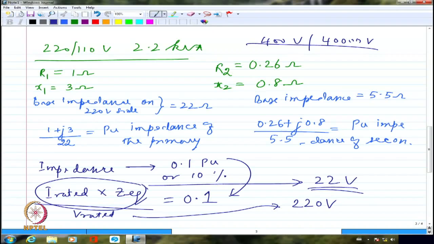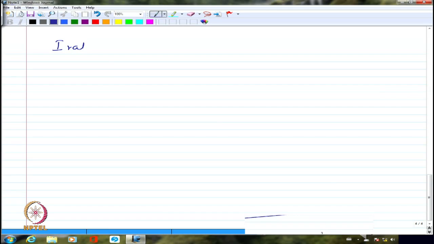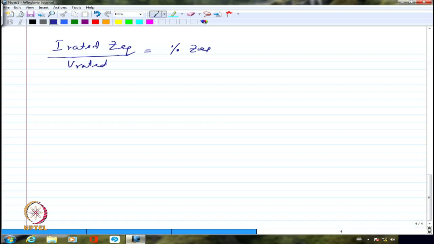One of the problems in the tutorial sheet, I think, had given percentage impedance is 10% or something like that, which actually indicates this. I rated times Z equivalent divided by V rated for any side, whichever side it is, is 0.1. That's what it means. So similarly, I should be able to say I rated square multiplied by R equivalent divided by the overall kVA rating will give me percentage resistance. I am only writing this. See, we wrote I rated multiplied by Z equivalent divided by V rated as percentage Z equivalent or per unit Z equivalent. I can similarly write I rated multiplied by R equivalent divided by V rated will give me percentage R equivalent.